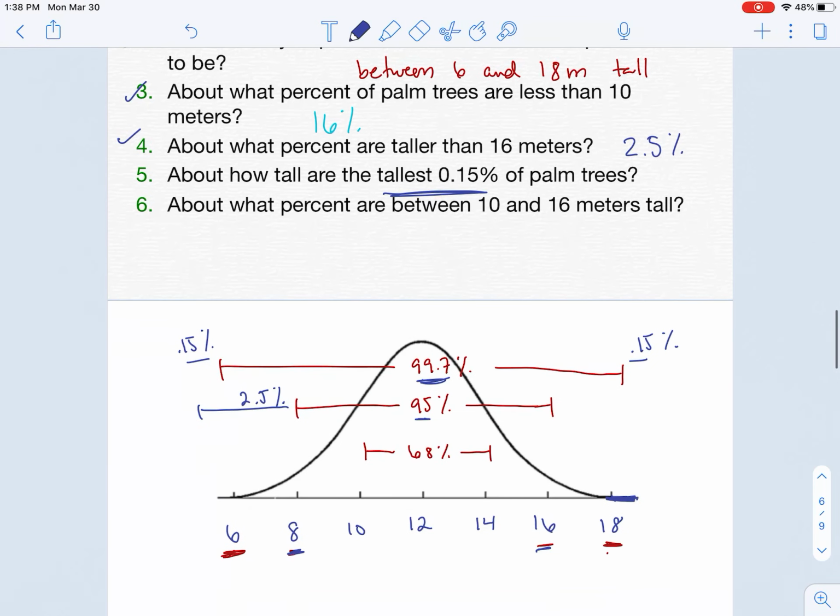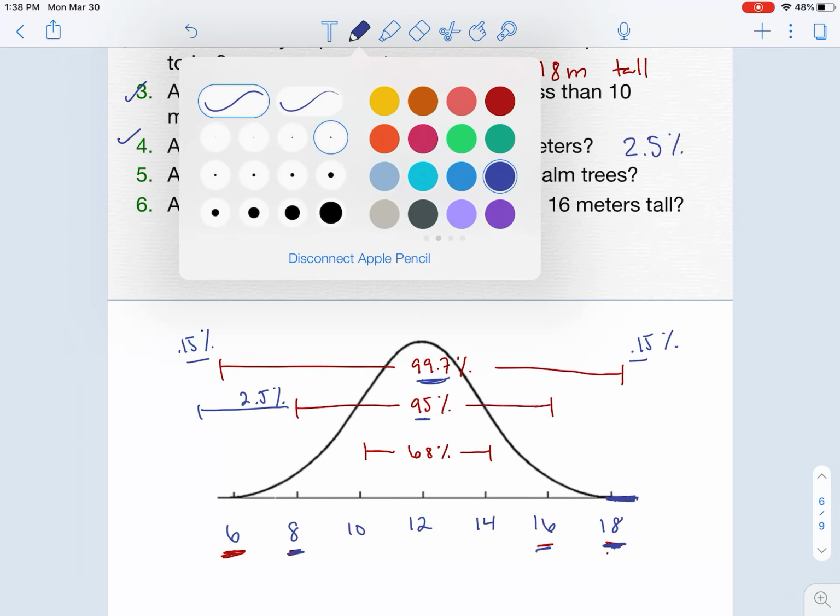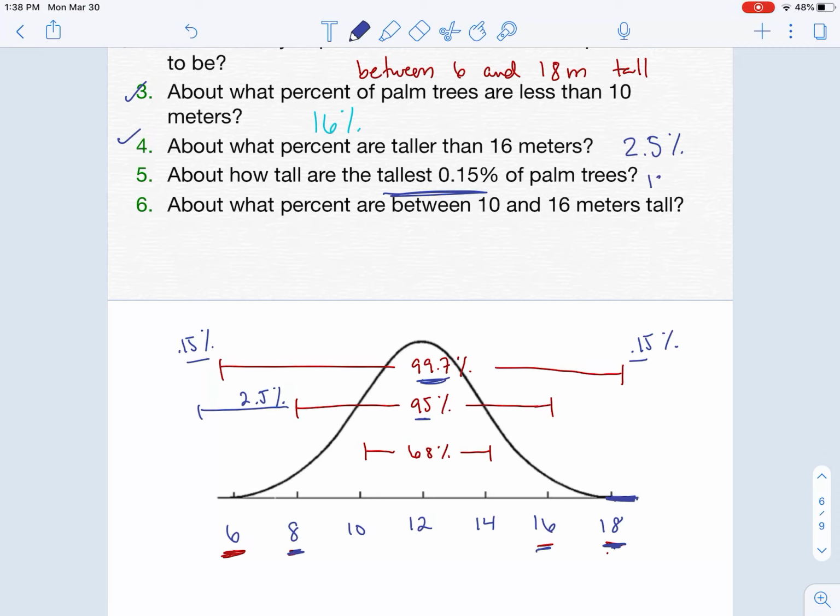How tall are the tallest 0.15% of palm trees? They are taller than 18, or 18 and up. 18 meters and up tall.